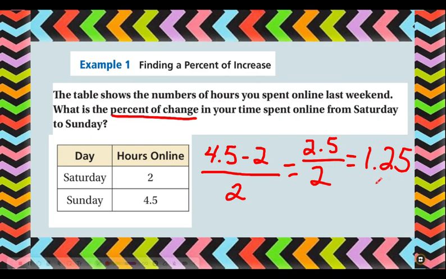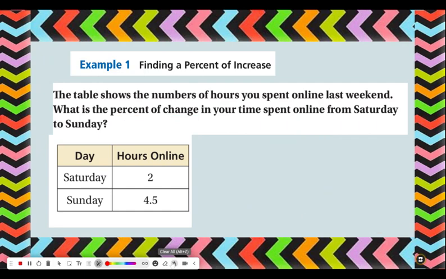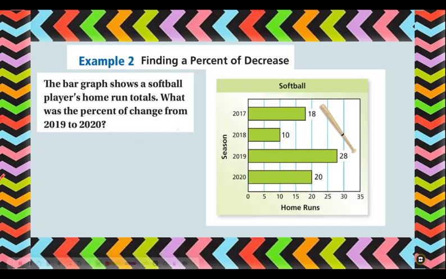So move your decimal 2 times to the right. So we have 125% increase from Saturday to Sunday of your online time. Okay, find a percent of decrease. The bar graph shows the softball players' home runs. What was the percent of change from 2019 to 2020?